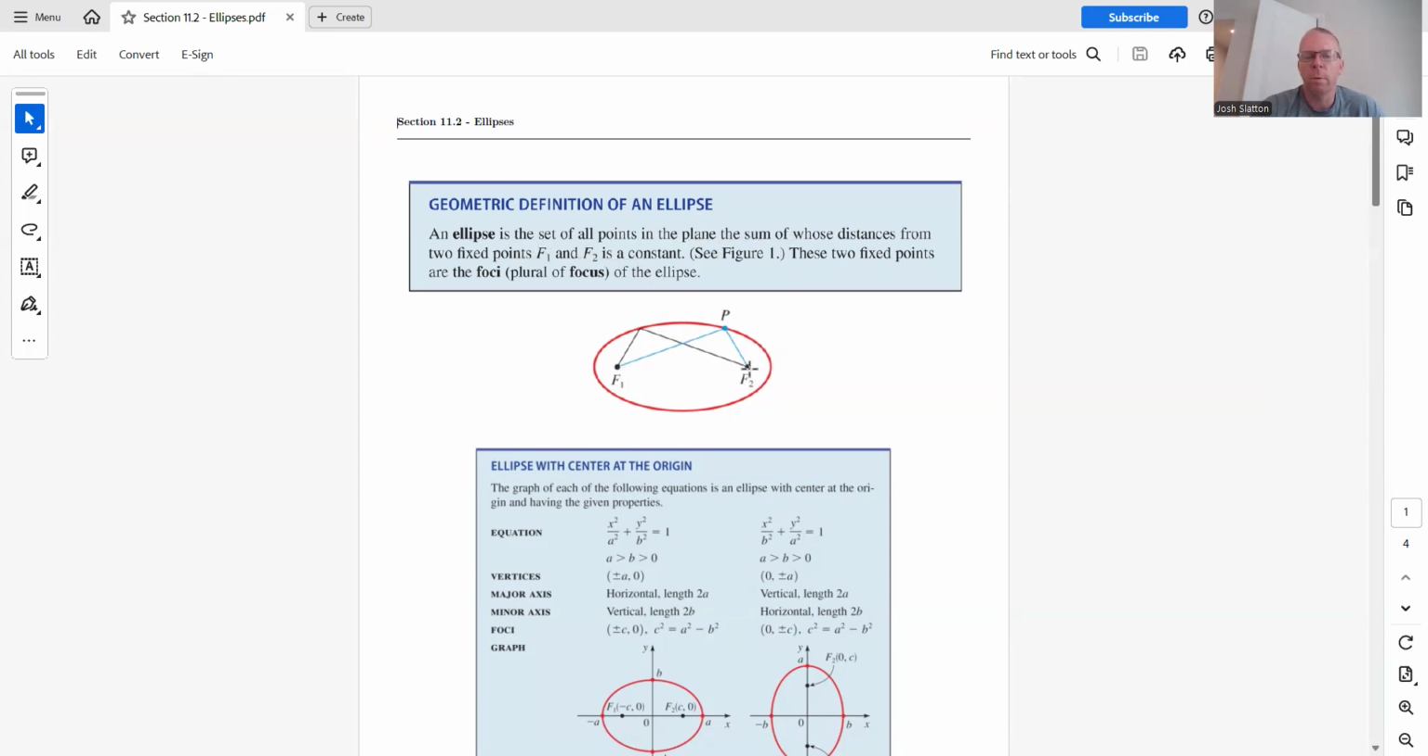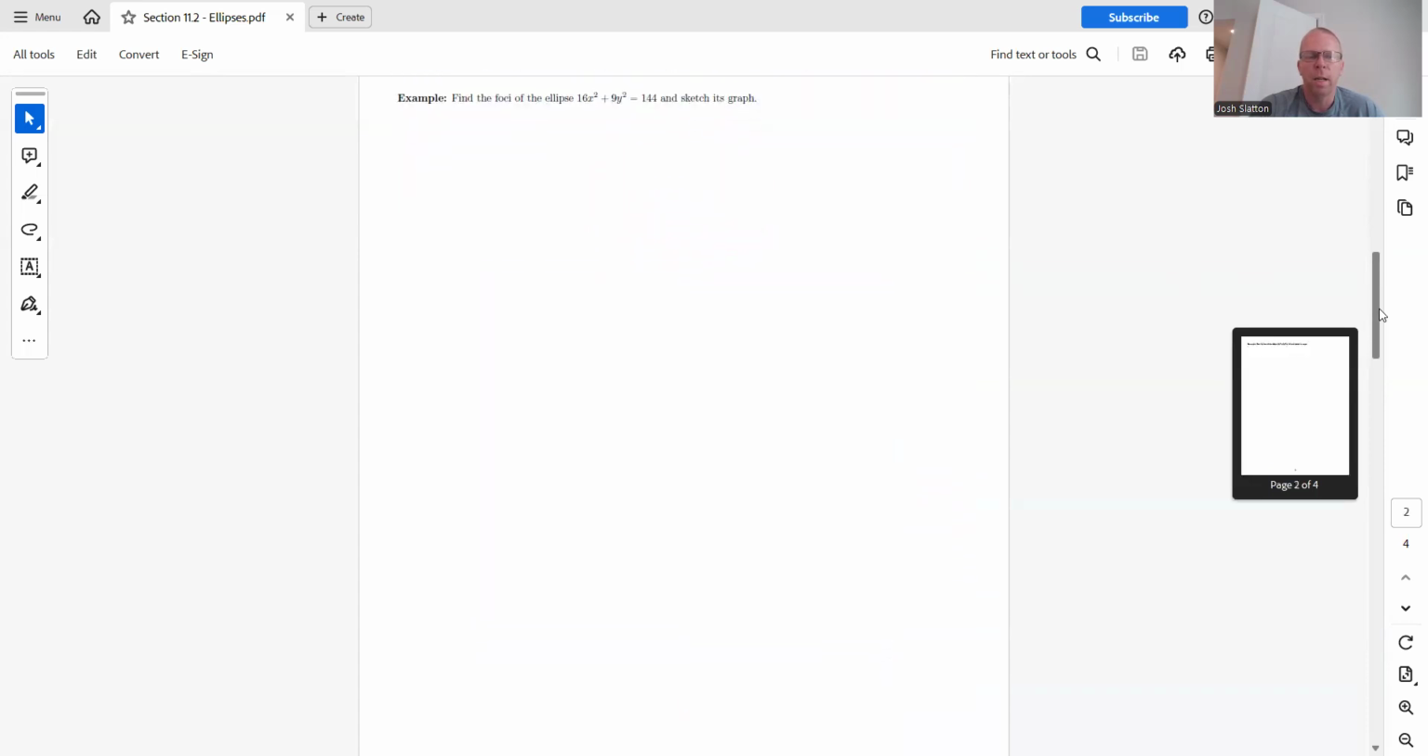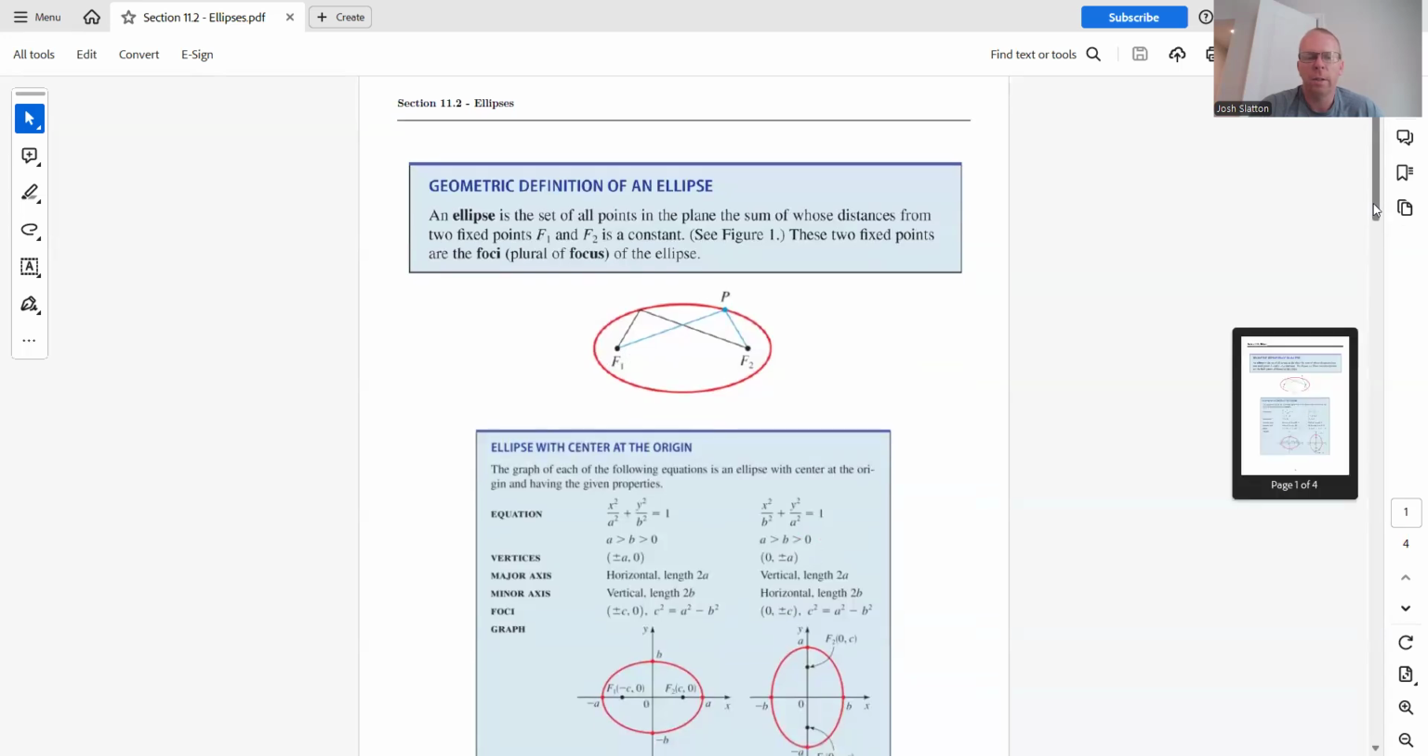So we have two focus points, or foci. And if we have any point along the ellipse, the sum of the distance from that point to each of these two focal points would be the same anywhere along the ellipse. And so that's a geometric definition there. If we look at the equation of this, it follows the general x squared over a squared plus y squared over b squared equals 1. And typically the way you write these is a is always the bigger number between a and b.